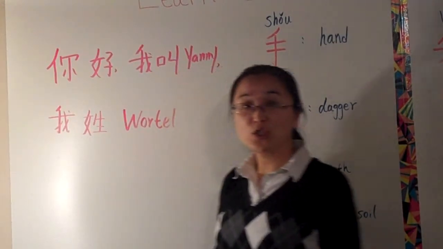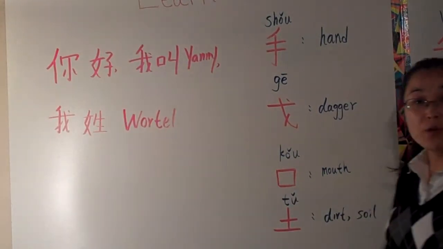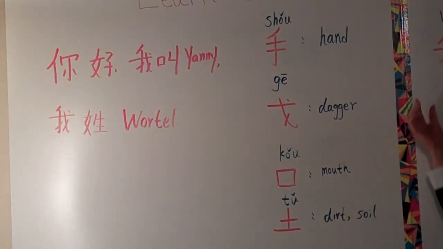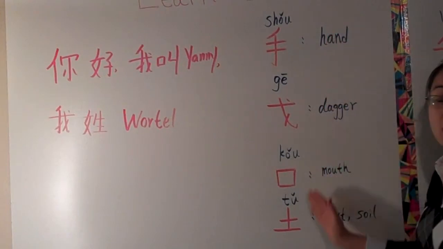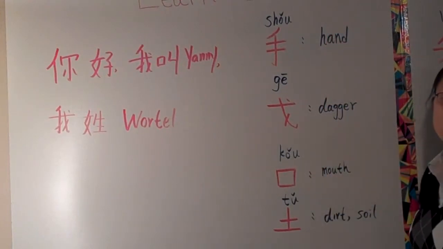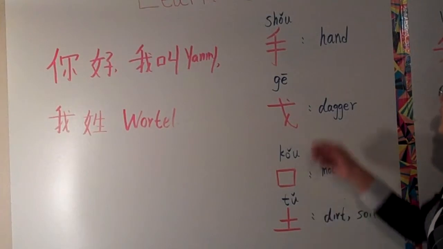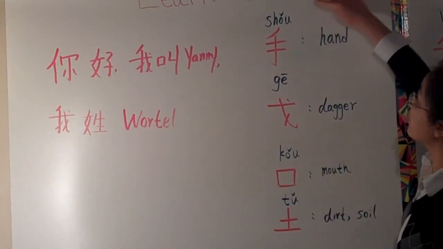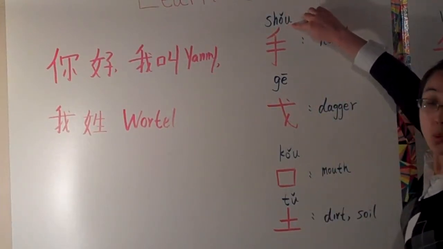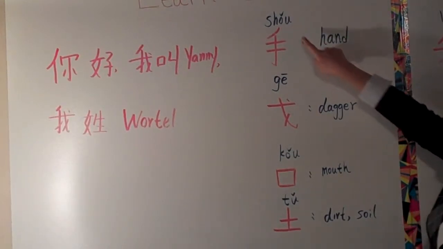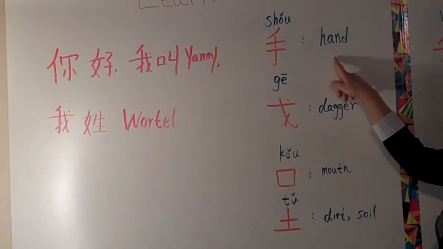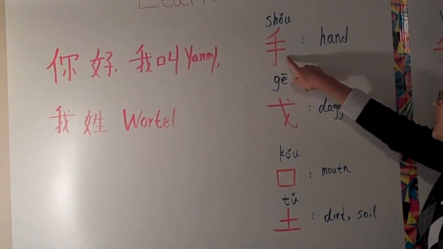Okay, let's start. Before we learn to write complicated characters, we need to start with some simple ones again, like what we did yesterday. The first one, shou, means hand. Shou, hand. How should we write this character?